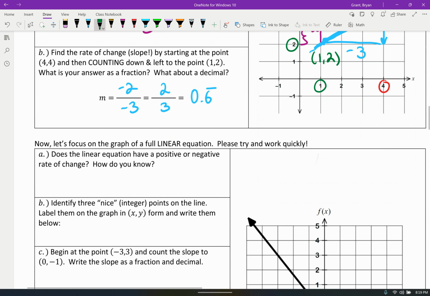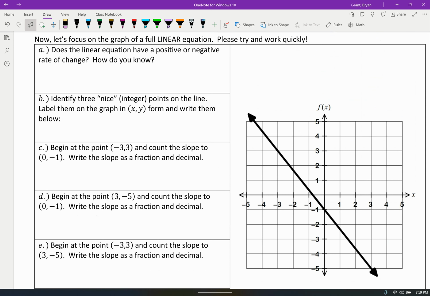So now let's go ahead and, instead of looking at 2 points, look at a full linear equation. We know this linear equation is linear because it looks like a line. It's diagonal. So let's start at the beginning. Does this linear equation have a positive or negative rate of change? Now remember, rate of change is how fast the x's and y's are changing. It's a fancy way to say the slope.